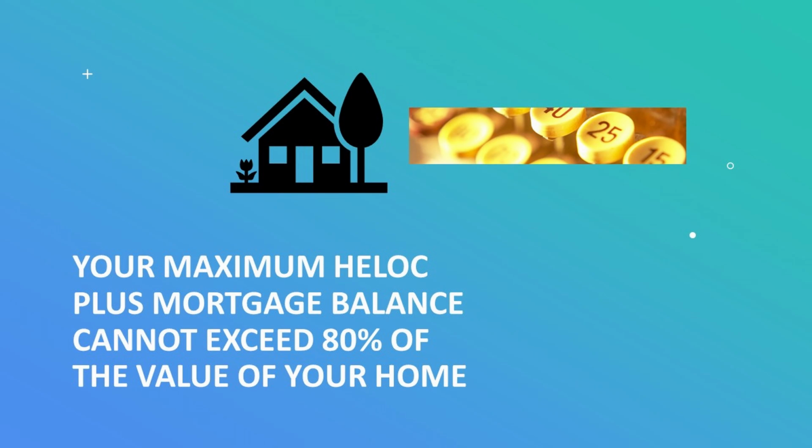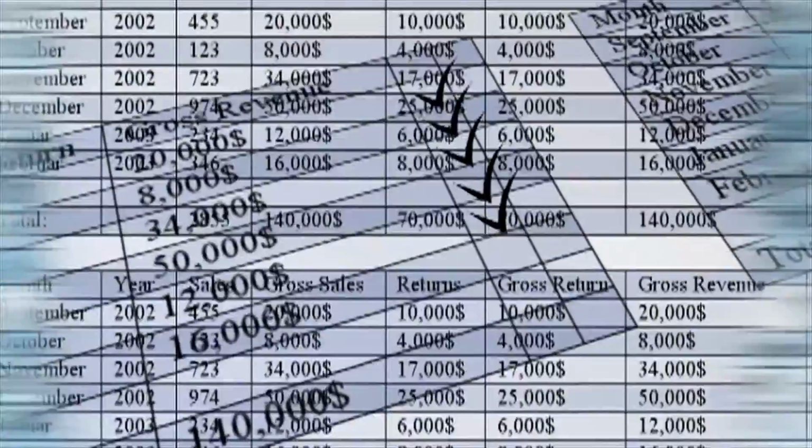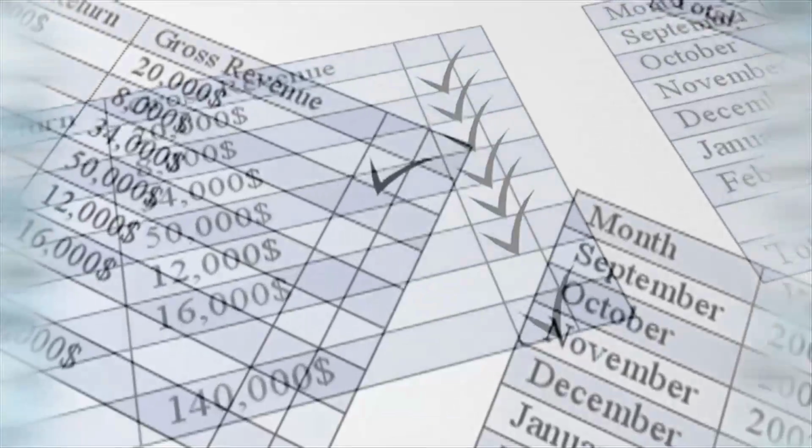Let's look at some other considerations for the Smith Maneuver. Your maximum HELOC plus mortgage cannot exceed 80% of the value of your home. You don't have to use all the funds from your HELOC for investing, only what you're comfortable with. You will need to keep track of all your investments, dividends, interest payments, everything related to the HELOC in the event of a CRA audit.